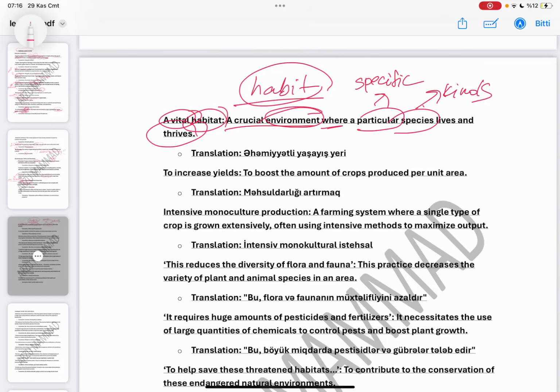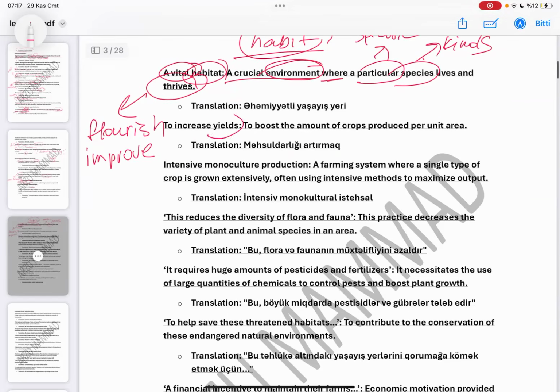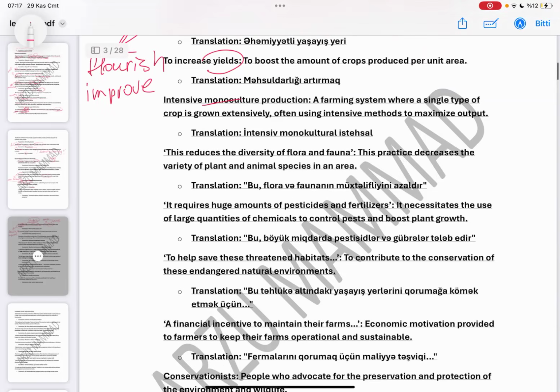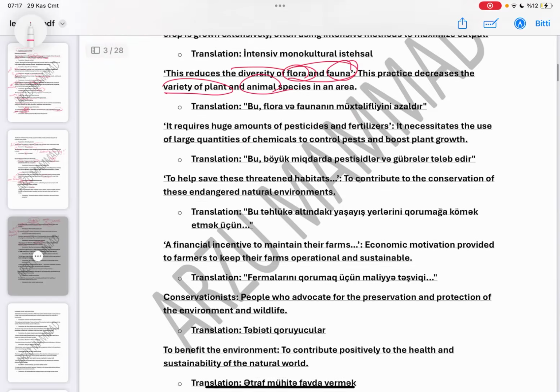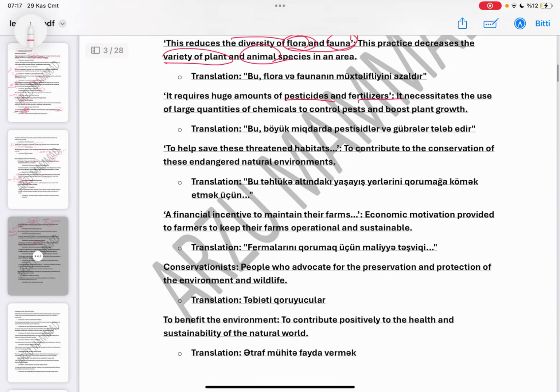Okay, thrive. It is also one of the most common words, actually. It's a verb. Flourish or improve can be its synonyms. Yield, we have already discussed this one. Monoculture, we have discussed this one. Diversity, flora and fauna, I think you know. Flora, it is like the variety of plants. And fauna, this is something about animals. Pesticide, fertilizer, require.